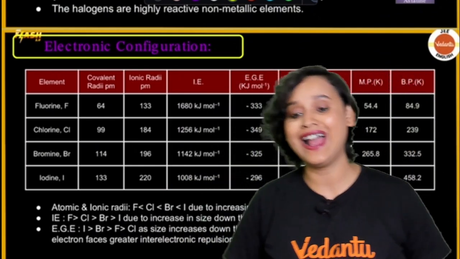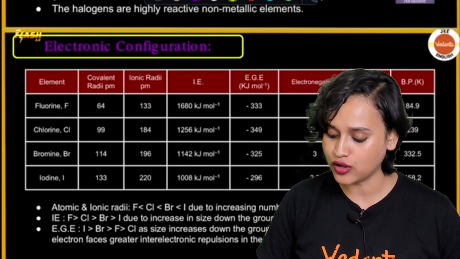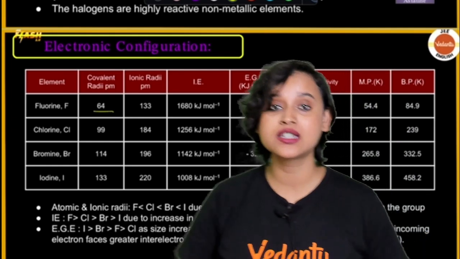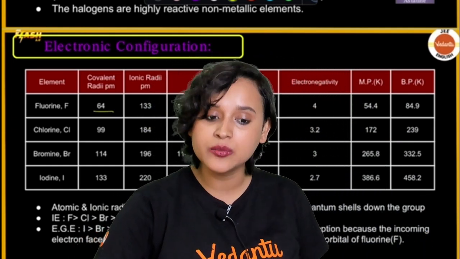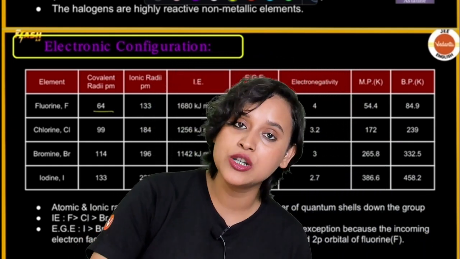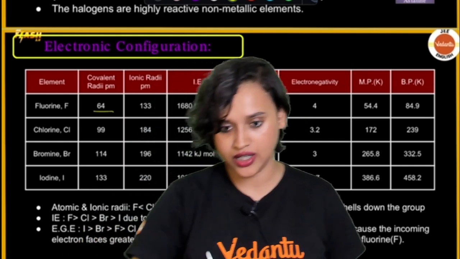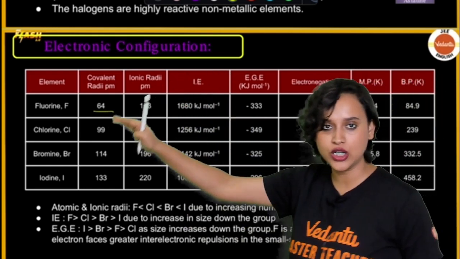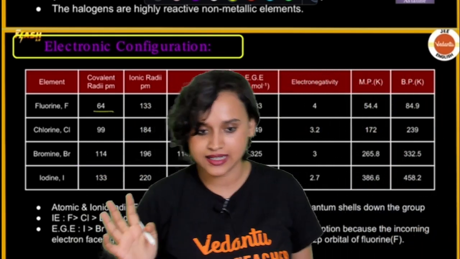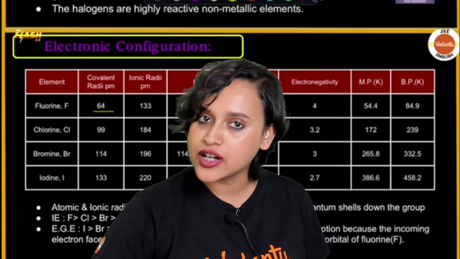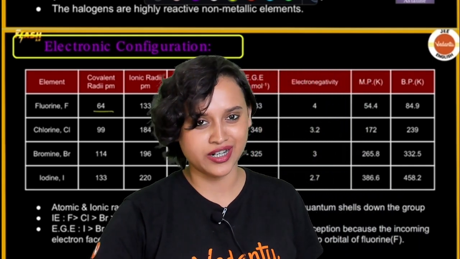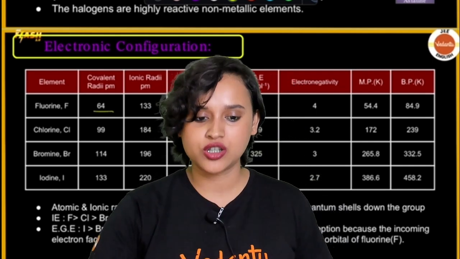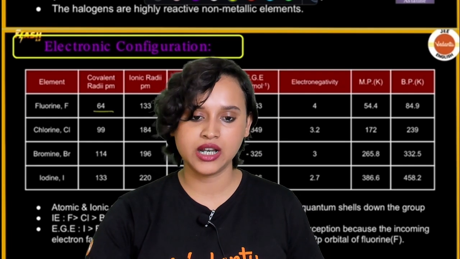Now, if you look at the properties here, you will find that the covalent radius for fluorine is very small. It is just 64 picometer, and that means fluorine yet again will be showing anomalous behavior. We know that the atomic and ionic radii trend is very simple: fluorine has the smallest, then chlorine, then bromine, then iodine, and then astatine. Ionization enthalpy, electron gain enthalpy, I think we have spoken about it already in periodic properties some time back. Please go ahead and watch it from the beginning.